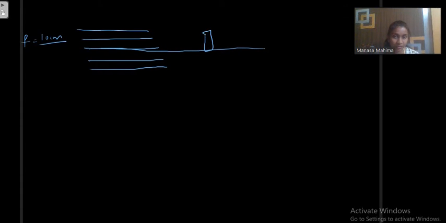This is the convex lens we are taking, and this is the lens stand. Next, we have to take the screen, which is placed somewhere here. And next, we have to consider the source of light somewhere here. This is the source of light.